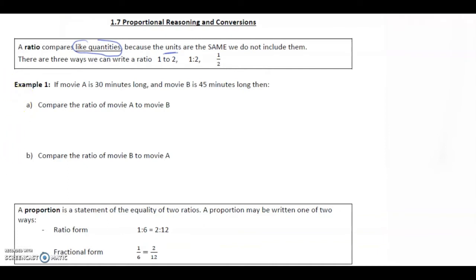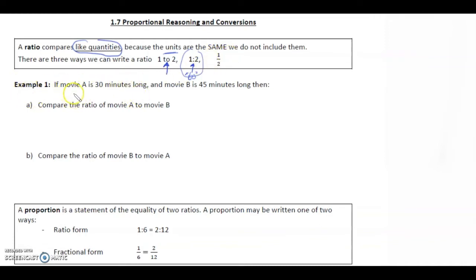Okay, there are three ways that we can write a ratio. So we can write it with the word to, 1 to 2, or we can put 1:2, but as soon as we put this colon, we actually pronounce that like 1 to 2. Or we can write it as a fraction. I personally like this middle one, but you can work with fractions. So that's like the difference.